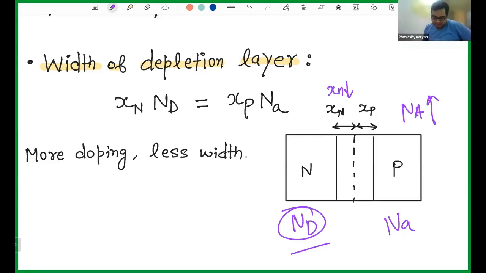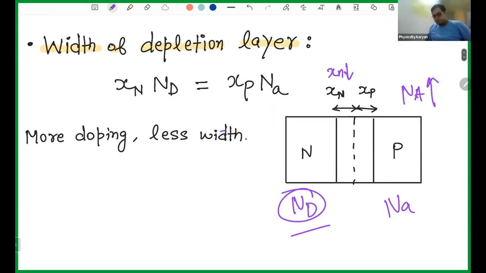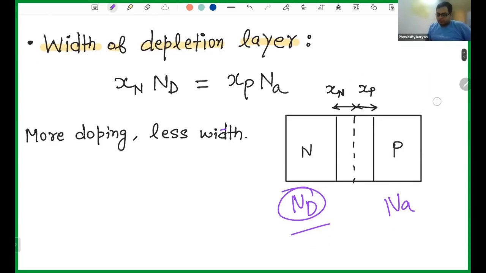And the formula says that width along the N side multiplied by doping along the N side equals width along the P side multiplied by doping along the P side. You can clearly see that Xn is directly proportional to Na, and Xn is inversely proportional to Nd. So this is a very important formula that you might require for solving problems.